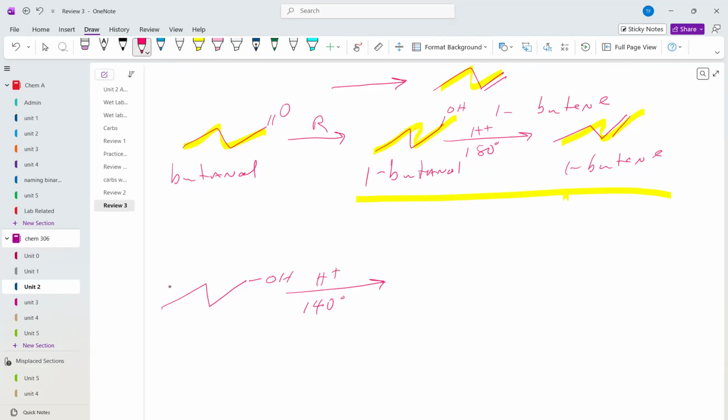Hmm? Ether, yes. Yeah, under less strict conditions, the alcohols are going to link up together. So to do that, then I'm going to flip it horizontally. So this is going to be dibutyl ether.